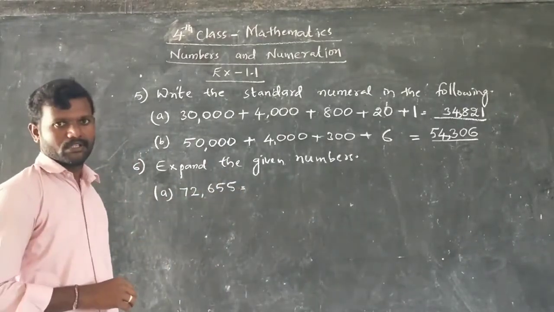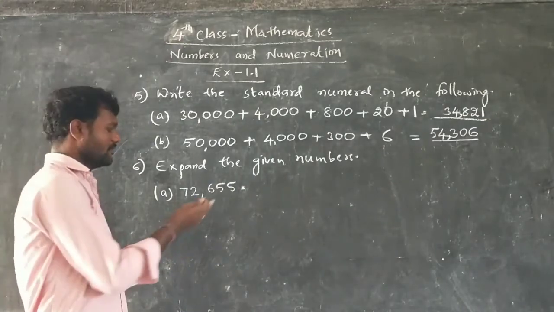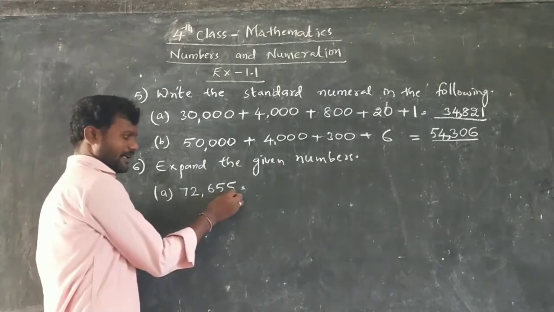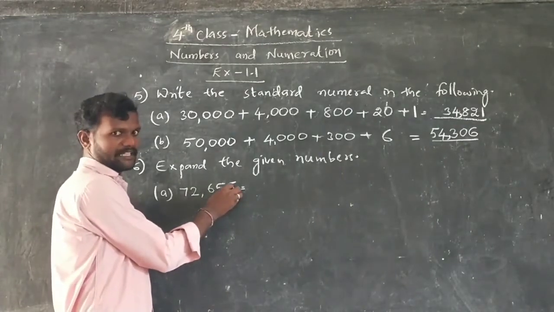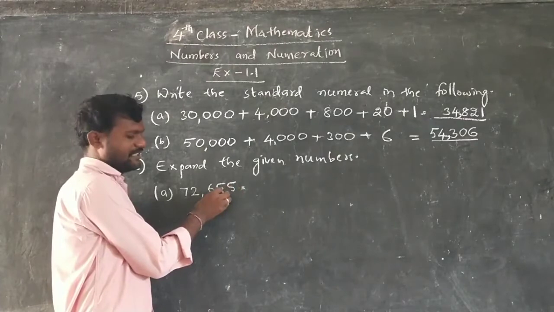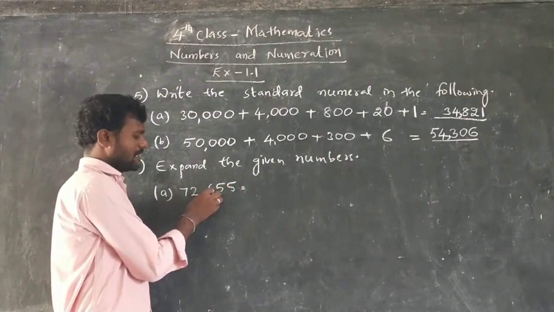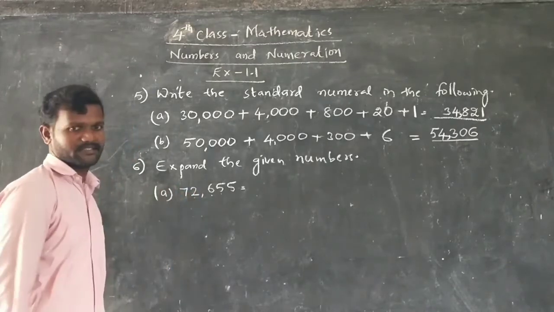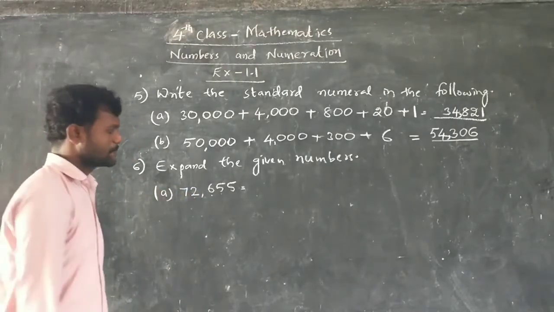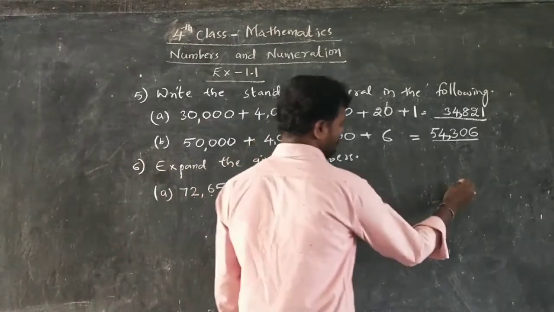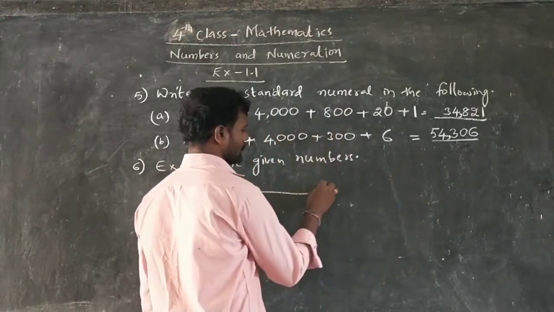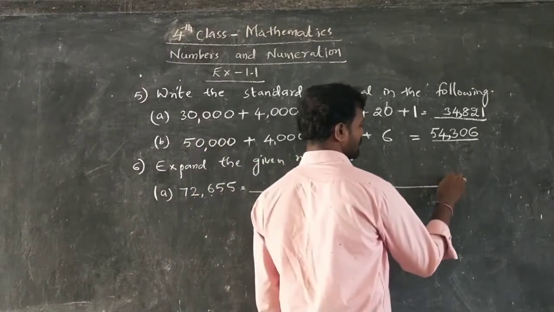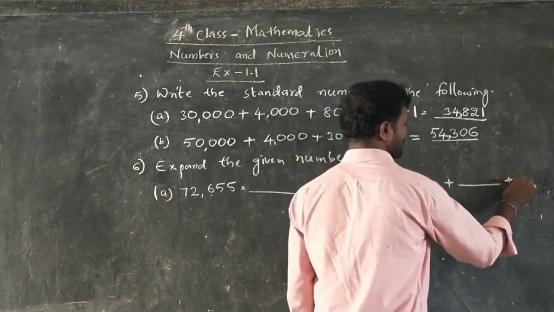Expanded form. To write the expanded form, we have to know the digits in each place. So 5 is in ones place, 5 is in tens place, 6 is in hundreds place, 2 is in thousands place, and 7 is in 10,000s place. Now start the expanded form: 10,000s place plus thousands place plus hundreds place plus tens place plus ones place.